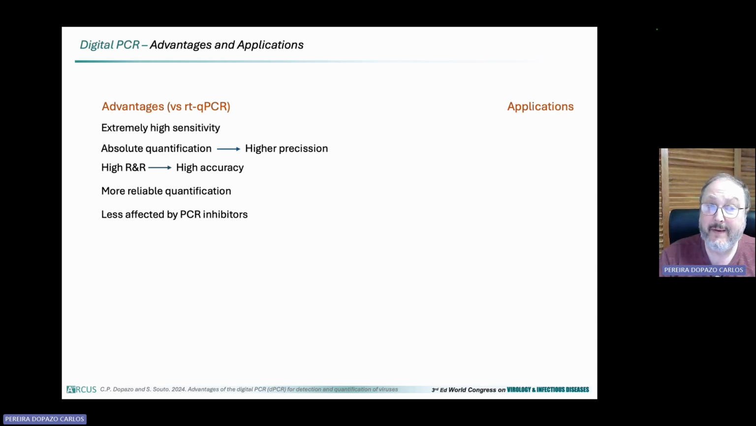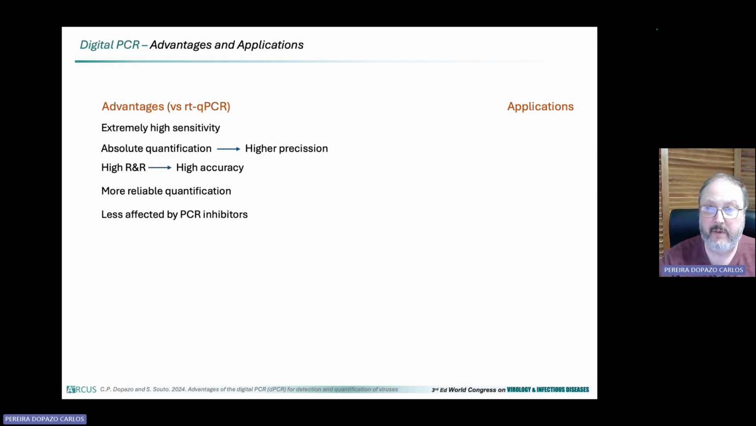And it has another advantage that comes from the fact that instead of one reaction, we have thousands of reactions. So the presence of PCR inhibitors is going to affect much less, in this case in digital PCR, than it does in qPCR.